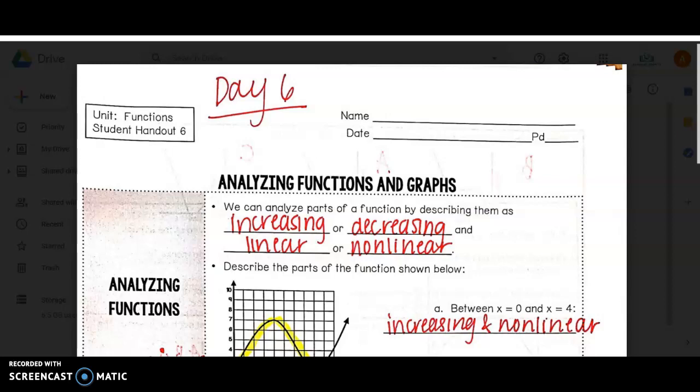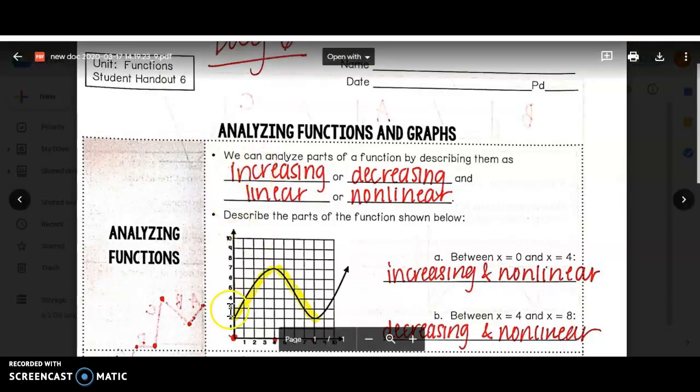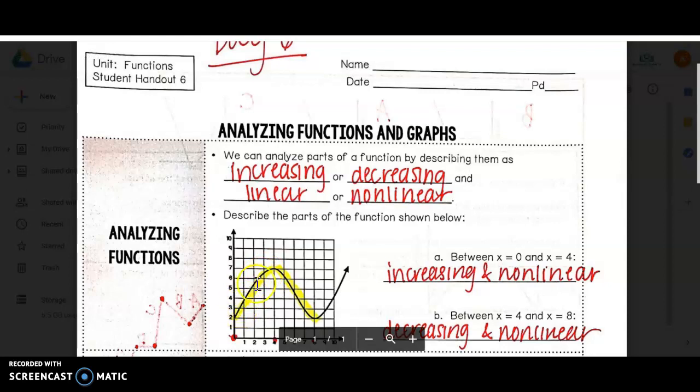Hey guys, I'm going to spend some time going over the day 6 notes. So today we're going to be looking at analyzing functions and graphs. Okay, so we can analyze parts of a function by describing them as increasing, like going up. So right here this is increasing, or decreasing, which would be like going down. Okay, linear, remember that means a straight line, or non-linear, that means it's not a straight line.